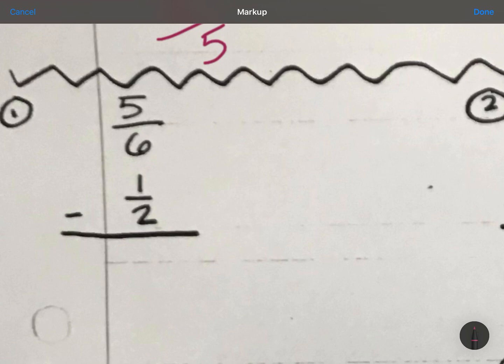I have 5/6 minus 1/2. My denominators are not the same, so I'm going to have to change that. So my first question is, can I take the smaller denominator, which is this 2 here, and can I turn it into a 6 by multiplying? The answer is yes. If I multiply the bottom by 3, I'm going to get 6. If I do that to the bottom, I have to do that to the top. And 1 times 3 is 3. Now I have 5/6 minus 3/6, which I can do. Keep my denominators the same. 5 minus 3 is 2, and that is going to be my answer.